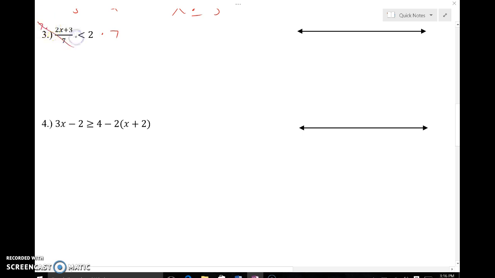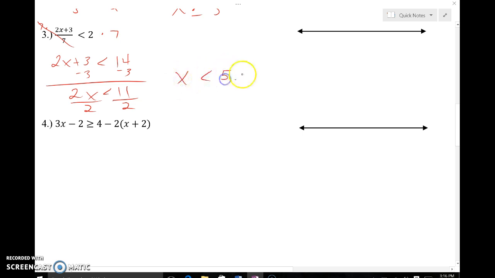So these two cancel out, and I'm left with 2x plus 3 is less than 14. Now I'm going to subtract 3 from both sides in an effort to isolate the variable. 2x is less than 11. Divide everything by 2. Again, dividing by a positive number, so I don't have to switch the sign. x is less than, you could leave it as 11 over 2, or you could write a decimal, 5.5.